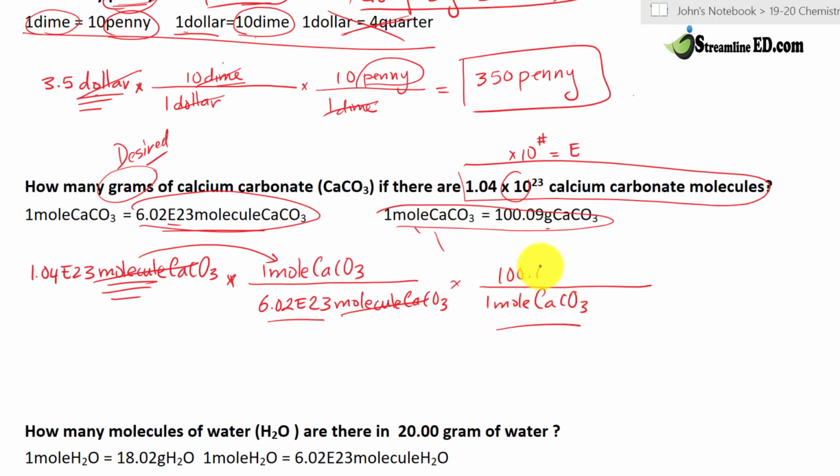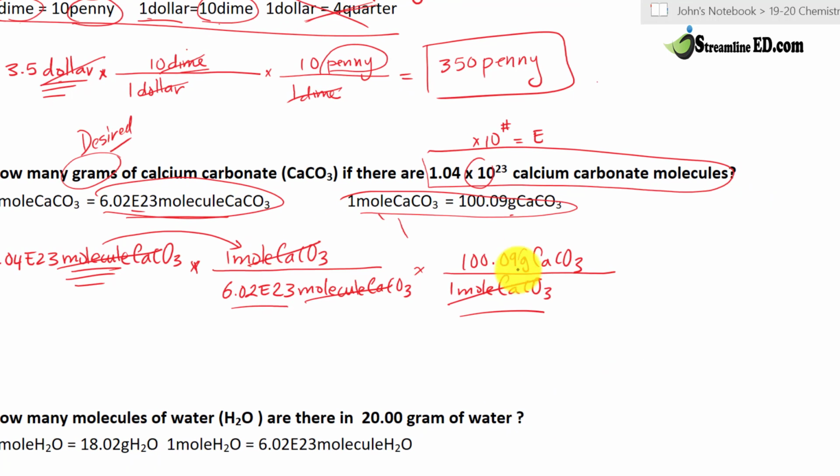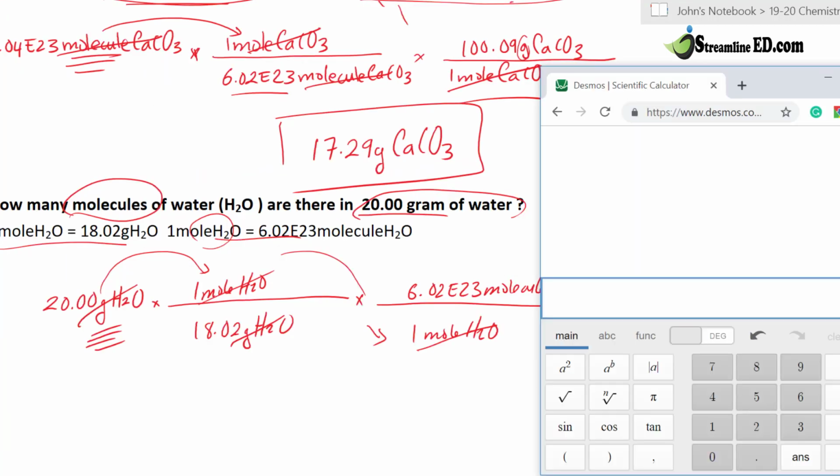So 100.09 grams of calcium carbonate. And look what happened to the mole. It canceled out. And now we have our grams, which is exactly what we're looking for. We are done. So the next part.